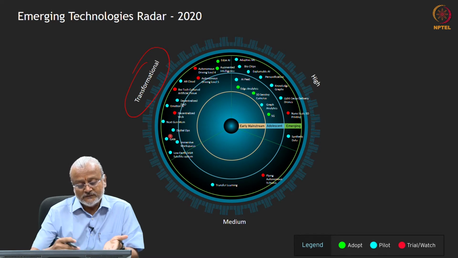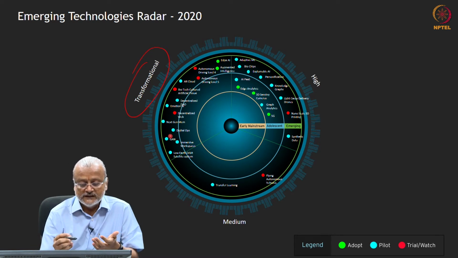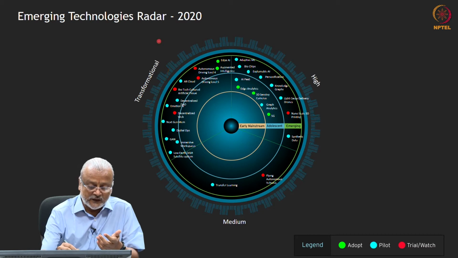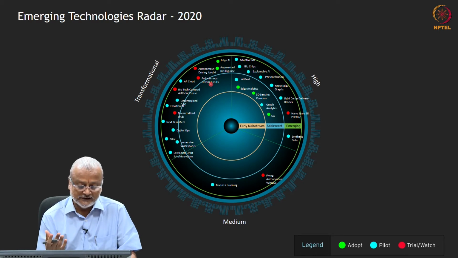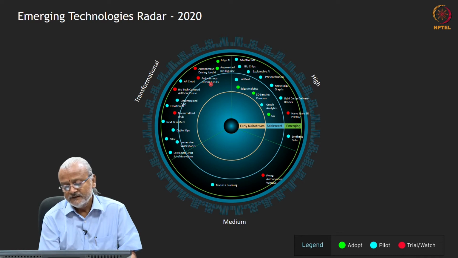So, among all the transformational ones, you will notice that there are quite a few in the current one, and the high benefits you will see are relatively not clustered together, but distributed, and you will notice a pattern. Many of them are in pilot mode, correct? This is the cyan color that you are seeing, and the red one is the one that is talking about wait and watch, correct? And the green one is saying that it's ready to be adapted.